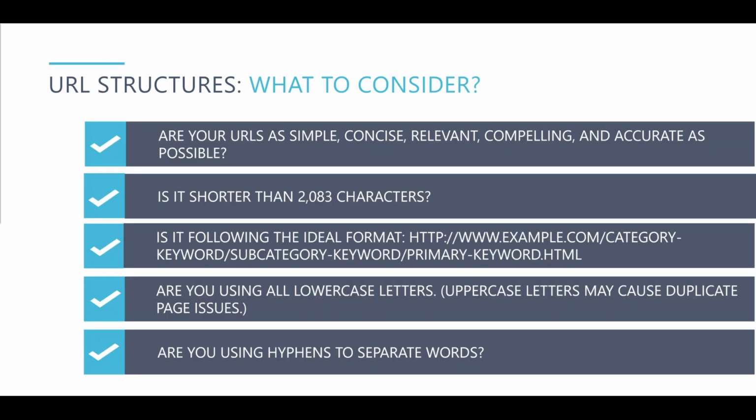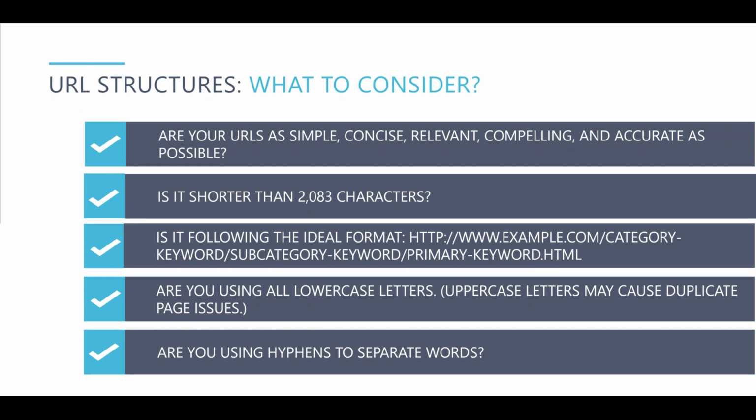In URL structure, here's what we give as the 5 points to consider. Are they simple, concise, relevant, compelling, and accurate as possible? Does it tell your consumer what it is? Is it shorter than 2,000 characters? If not, Google's going to truncate again on this one as well.